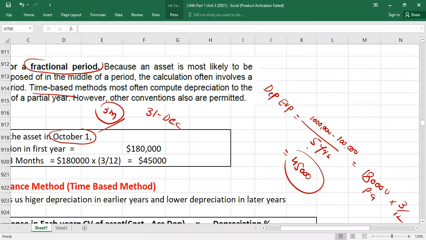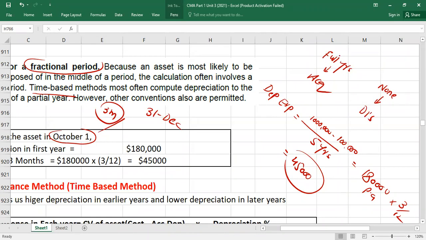Please also note one more point. Sometimes in your exam question, he will tell you this statement, whatever I'm going to speak now. He would say it is a company policy to charge full year depreciation in the year of acquisition and none in the year of disposal. It is a company policy to charge full year depreciation in the year of acquisition and none in the year of disposal.